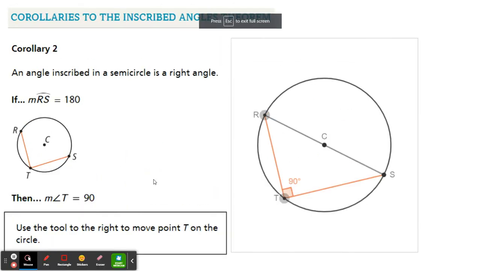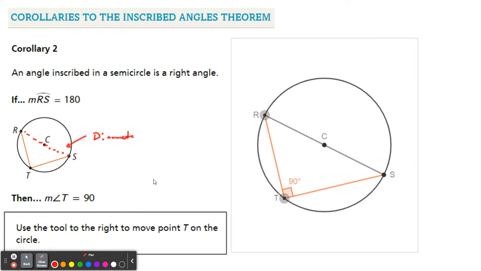Okay, the second one. Now it talks about a semicircle. If you have an angle that inscribes a semicircle, then it's going to be a right angle. So in this picture, RS is a semicircle, which means that segment RS is a diameter. Yes? So we have a diameter here. Again, it's very important to identify diameters in your pictures. So this angle T is going to be a right angle because it's half of 180.